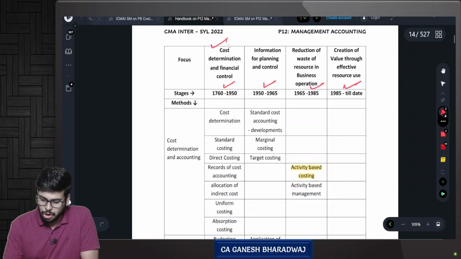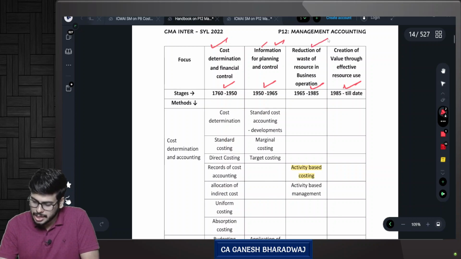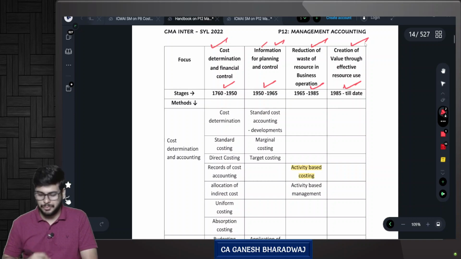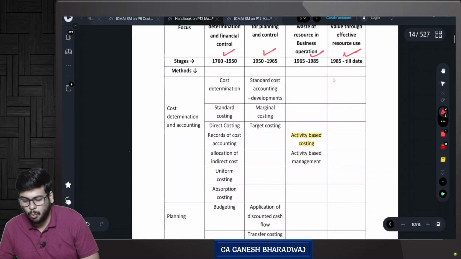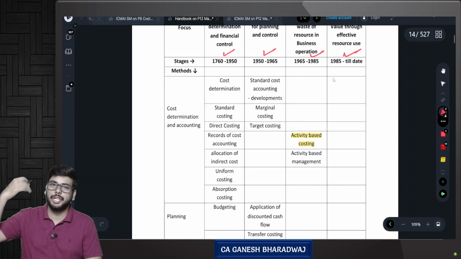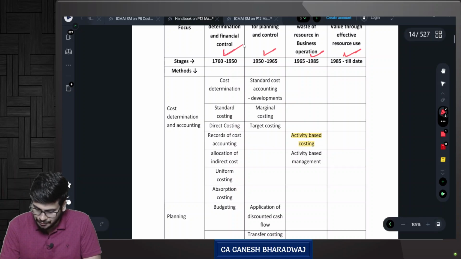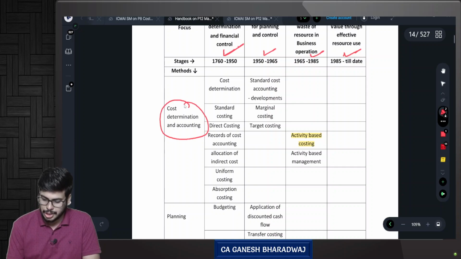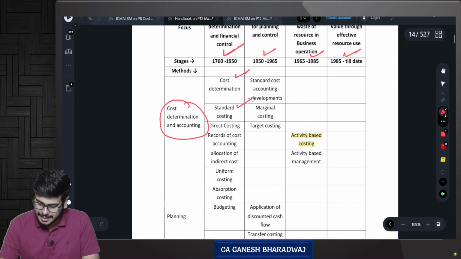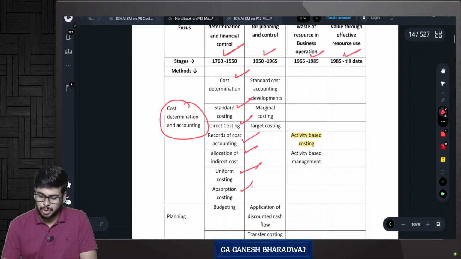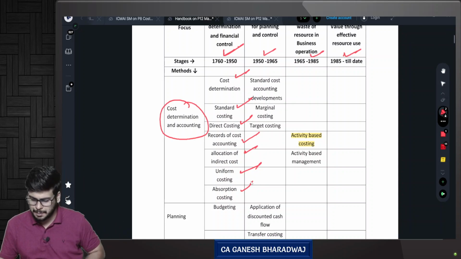Fine. So they have mentioned the objectives here on the top: cost determination, financial control, information for planning and control, reduction in waste of resources in business operation, and creation of value through effective use of resources. So they have just mentioned what are the techniques that were adopted during the respective period. If you see in the first phase, for cost determination and accounting, they used standard costing, direct costing, records of cost accounting, allocation of indirect cost, uniform costing, absorption costing. All these are some techniques that were utilized during that period of time.